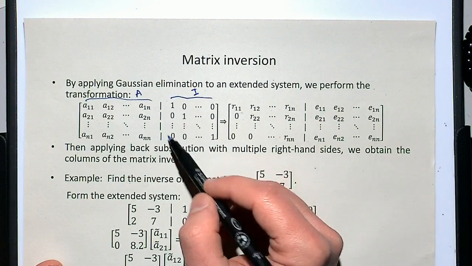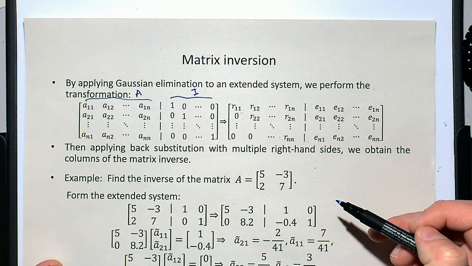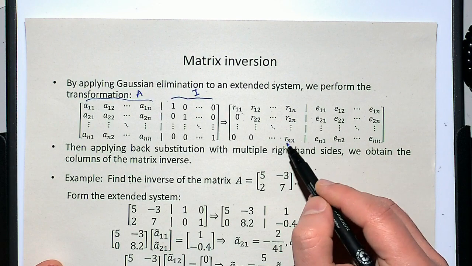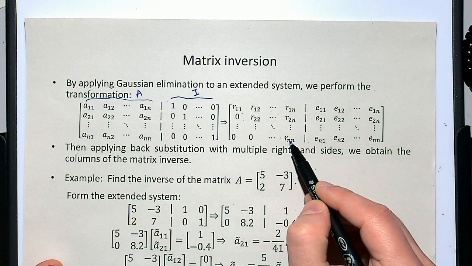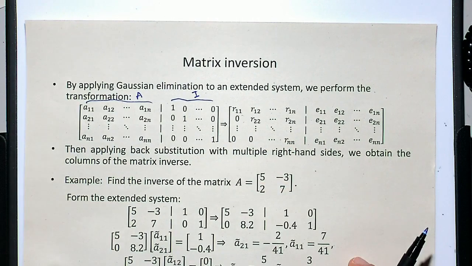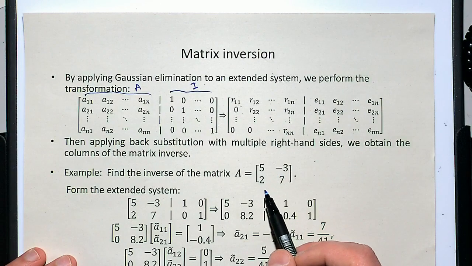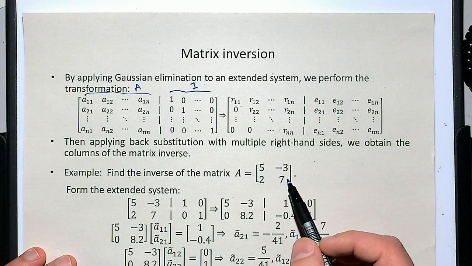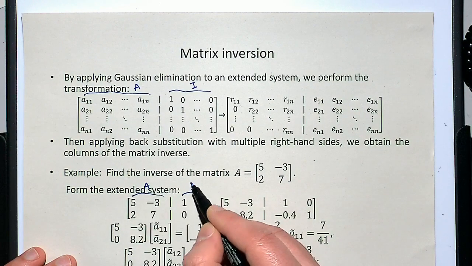And of course, these elements belonging to I are going to change. So then I can start from the last row and do the backward substitution and find the values of this A tilde that we had. So I can show an example here. This is matrix A, and what we want to do is to come up with the linear system to calculate A inverse. So this is matrix A, and the right-hand side is I.